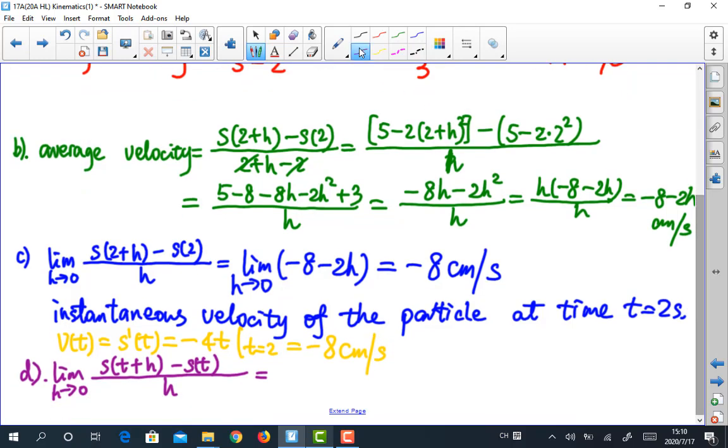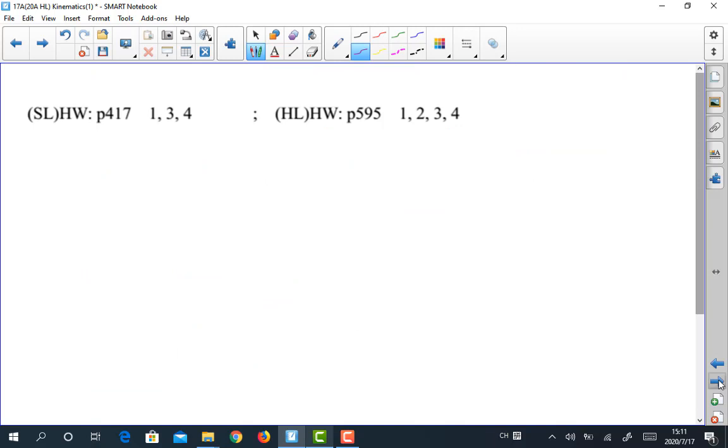Okay, let's look at D. The limit of s of t plus h minus s of t, over h, when h approaches 0. What does this one represent? This one represents the velocity function. This velocity function is the first derivative of the displacement function based on the first principles. Try to do the homework questions to help you practice your understanding of the average velocity, instantaneous velocity, average acceleration, and instantaneous acceleration further. So this is the end of this lesson.